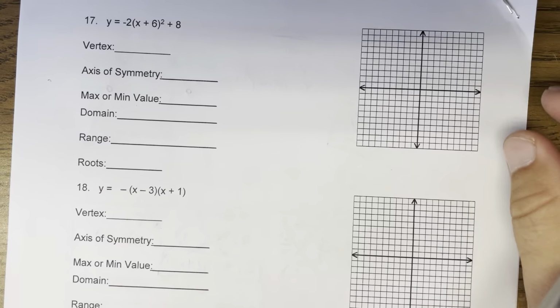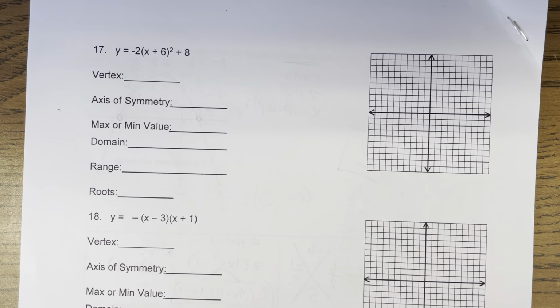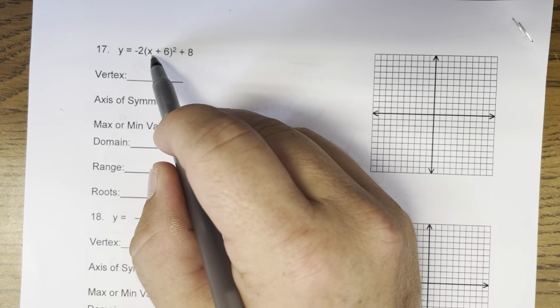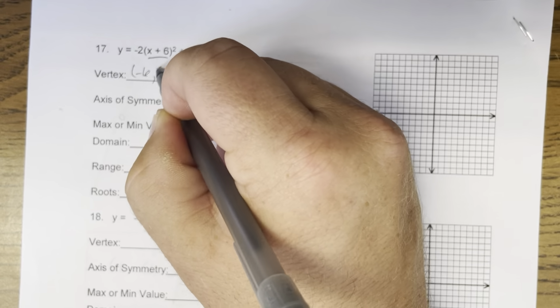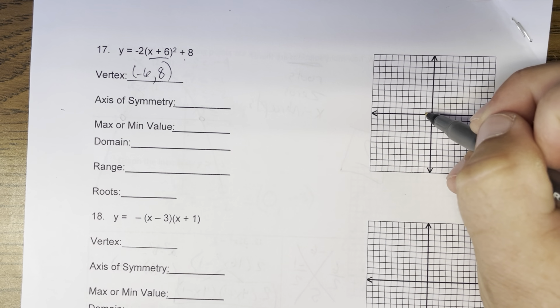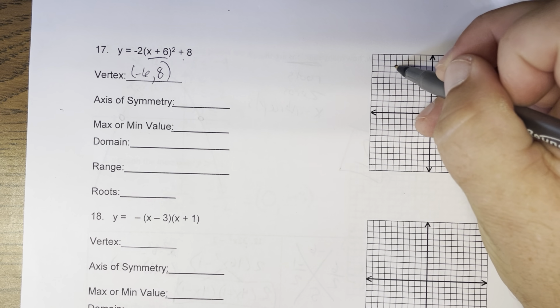And then lastly, we're going to be graphing and listing all the attributes of these graphs as we do. This is in vertex form. I don't need to do anything with it. That's going left 6, so -6. Up 8, so positive 8. So we're going to start at -6. 1, 2, 3, 4, 5, 6. Go up to 8. So there's my vertex.